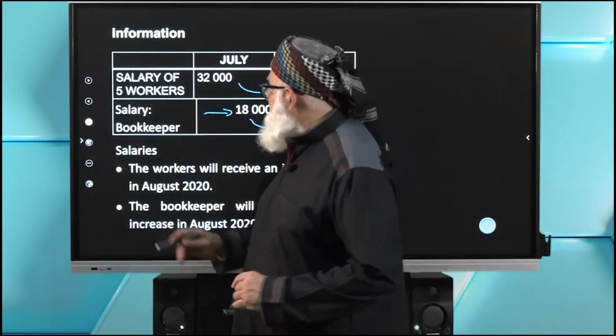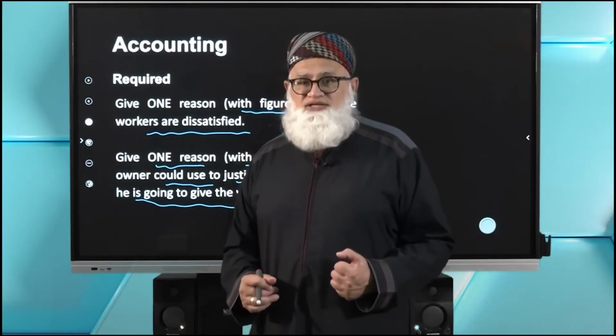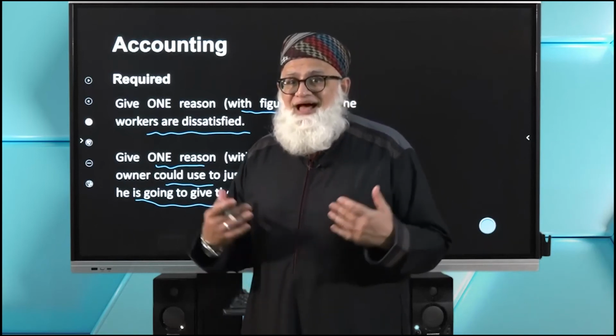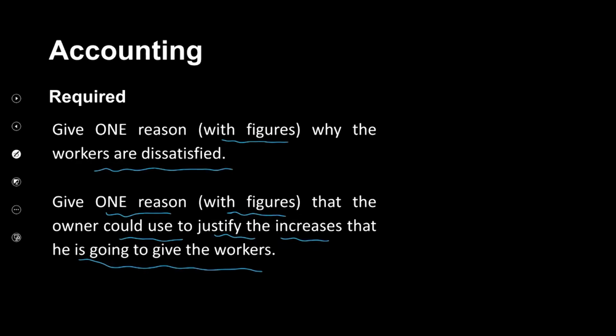And what is important is the following. Give one reason with figures why the workers are dissatisfied. Two, give one reason with figures that the owner could use to justify the increases that he is going to give the workers. So, this is the type of interpretation of the cash budget, which you should be exposed to, which is important because this is also a possible examination question.